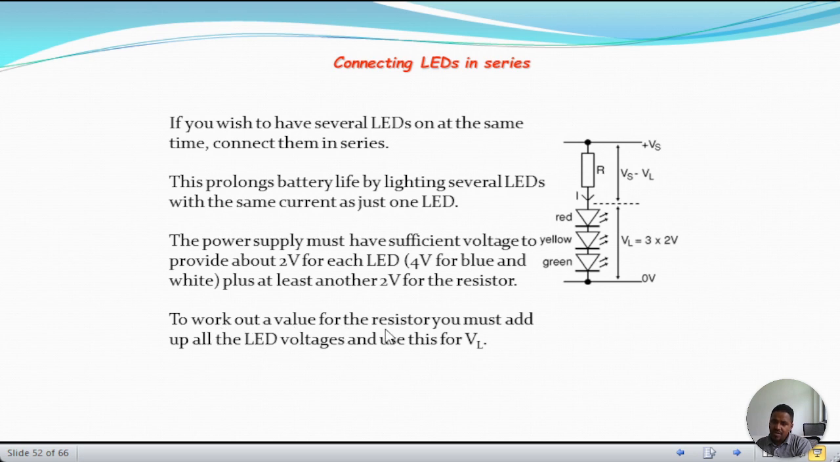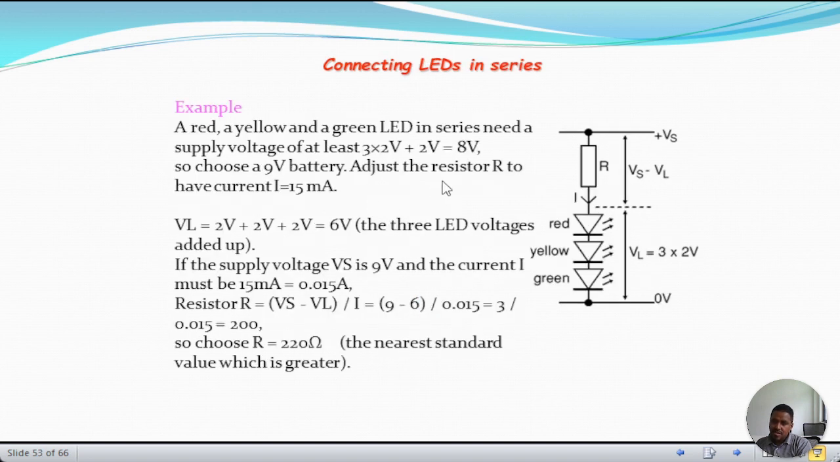To work out the value for the resistor, you must add up all the LED voltages, and this is VL. So red, yellow, green are 2 volt drops each, so 3 times 2 volts becomes 6 volt, plus the resistor voltage drop 2 volt, that becomes 8 volt. So choose a 9 volt battery minimum. So adjust the resistor R to have a current of 15 milliampere. So our VL becomes 6 volts, the real voltage added up.